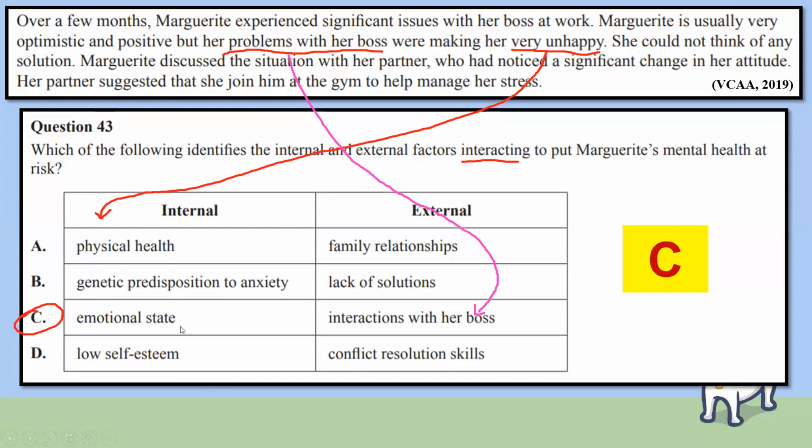So the best option here will be C. We always answer these questions not by making stuff up in our head or by assuming in most instances, but by actually looking at what we've been given in the scenario. That's why the best option is C. And it can't be a lack of solutions, because there's nothing in the scenario that says genetic predisposition to anxiety, that Marguerite has a genetic history of mental health issues or anxiety. So we've got to look at both of the boxes and choose the one that is correct for both options.